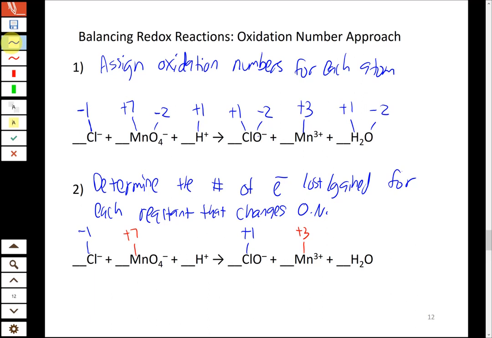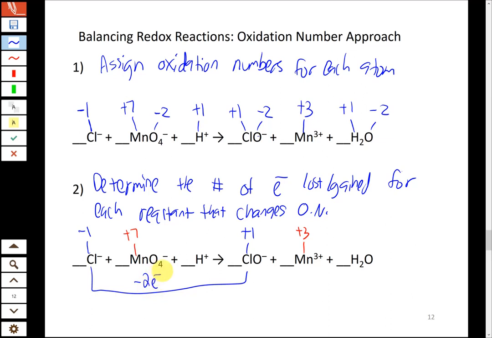So we have to then figure out how many electrons are being lost and gained in each case. And to do that, it's going to be determined by the difference, how much the oxidation number is changing. So for chloride, we're going from minus 1 to plus 1. So the difference between minus 1 and plus 1 is how many electrons? 2. It's just subtraction, so nothing difficult there. So that one is, if we want to keep track closely, it's losing 2 electrons.